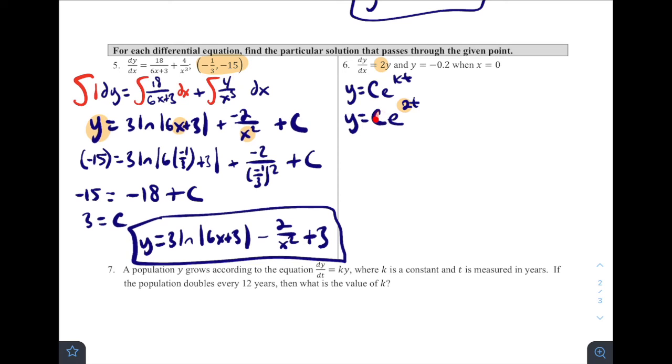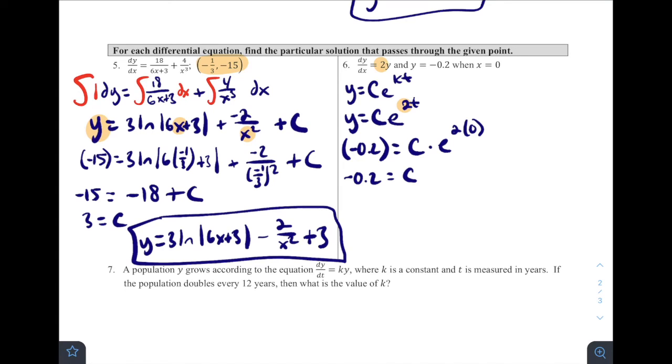But to figure out what our c value is here, we're going to plug in x equals 0 or t equals 0 and y equals negative 0.2. So negative 0.2 is equal to whatever c is times e to the 2 times 0 power. Anything to the 0th power is 1, which means that our c then has to be equal to negative 0.2.